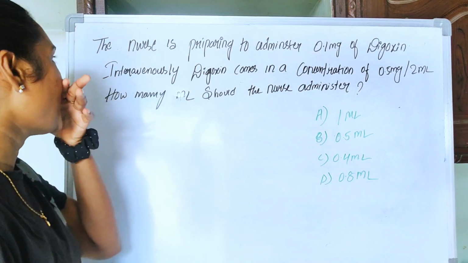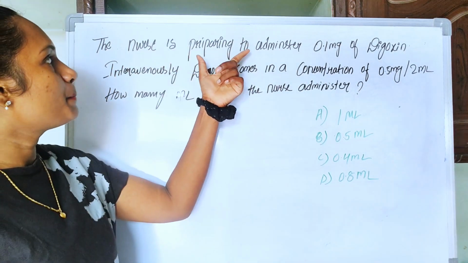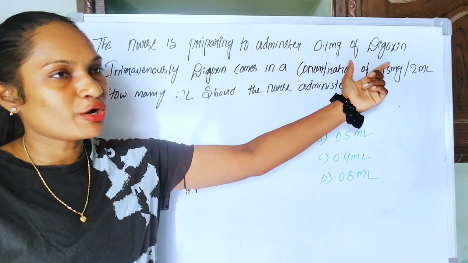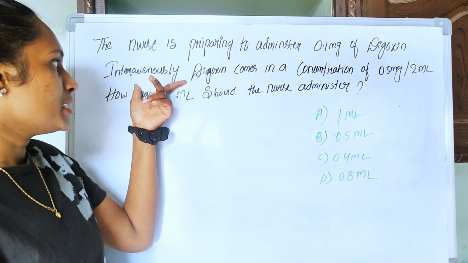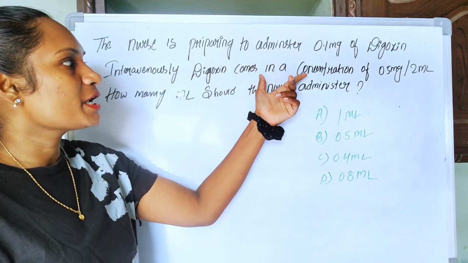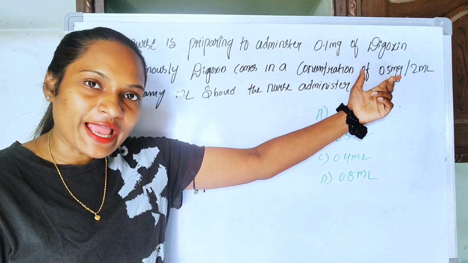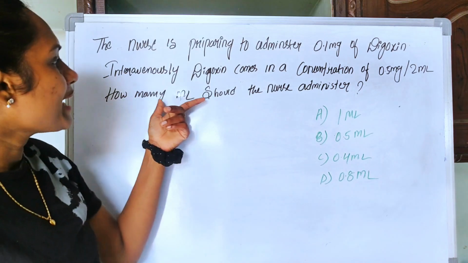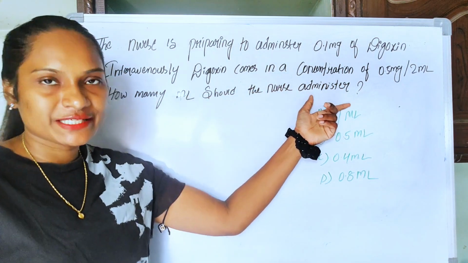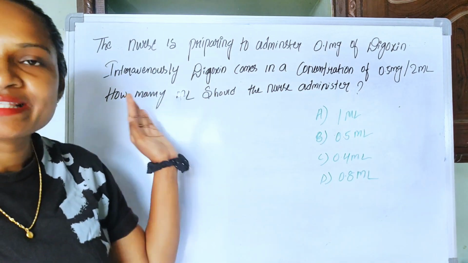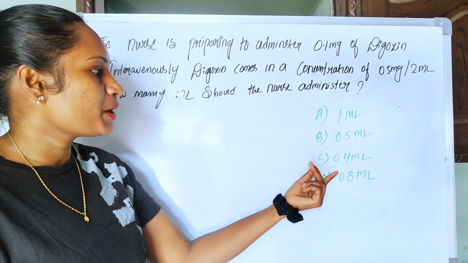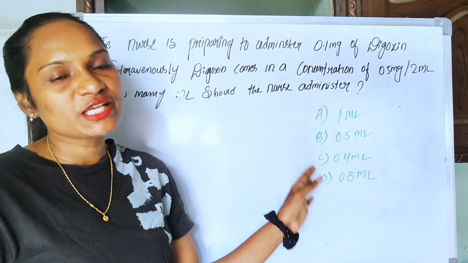So the next question is, the nurse is preparing to administer 0.1 mg of digoxin intravenously, but digoxin comes in a concentration of 0.5 mg per 2 ml. How many ml should the nurse administer? See, here the question is a calculation question. Option A 1 ml, option B 0.5 ml, option C 0.4 ml, option D 0.8 ml.